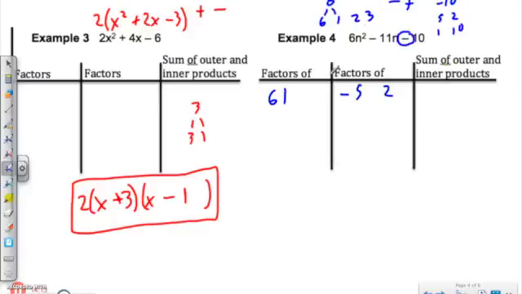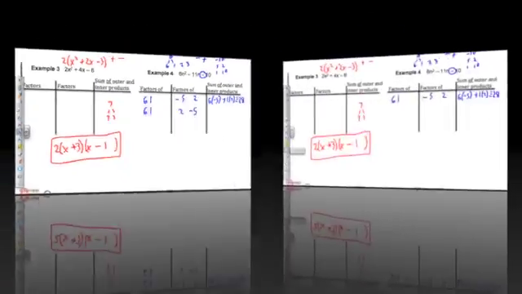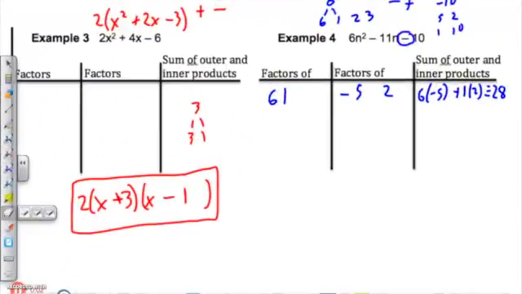Alright, so 6 times negative 5 and 1 times 2 is going to give me a negative 30 plus 2, which is going to give me a negative 28. Alright, so I seem pretty far off on that guess with the 6 and the 1, so I'm going to try and mix it up, and I can come back to that 6 and 1 and try some different combinations later, but let's go ahead and try a 3 and a 2.